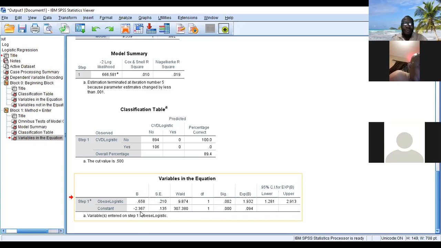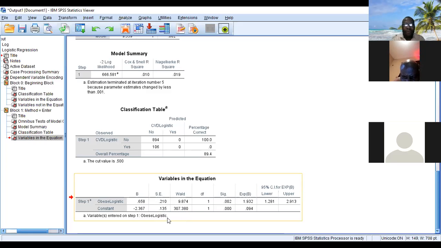Now, this standard error, what does it mean? The standard error is for you to understand. Standard error tells you how precise your estimate is. This is the standard error of this beta. If the standard error is very big, it shows that it's not so precise. If it's very small, it's precise.